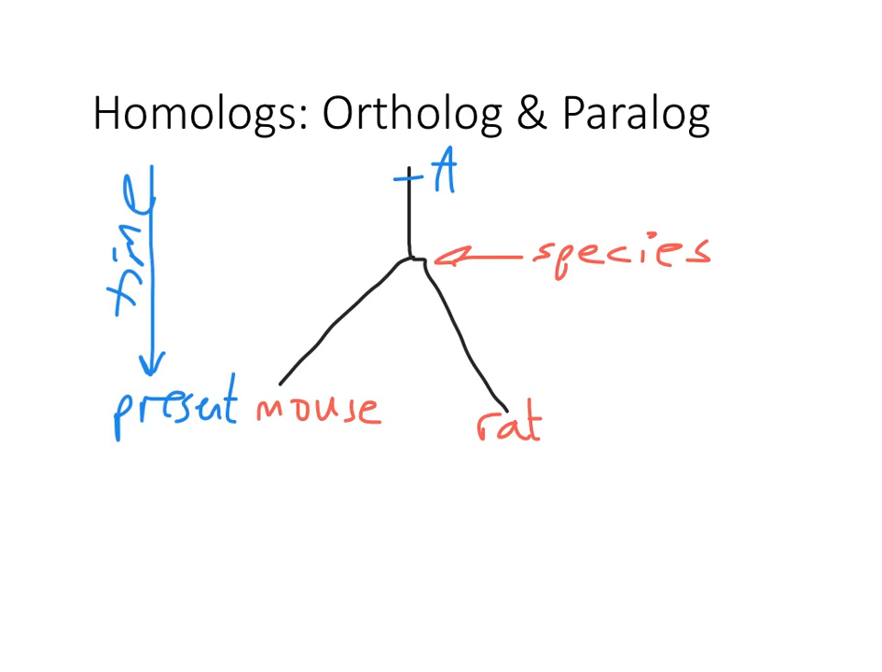Sure. I'm seeing nodding heads. I'm not hearing voices, but that's fine. So mice and rats, yeah, still have gene A. They inherited it from their ancestor. It's on a chromosome. They both inherit it. But what happens if gene A, and this does happen regularly, duplicates?